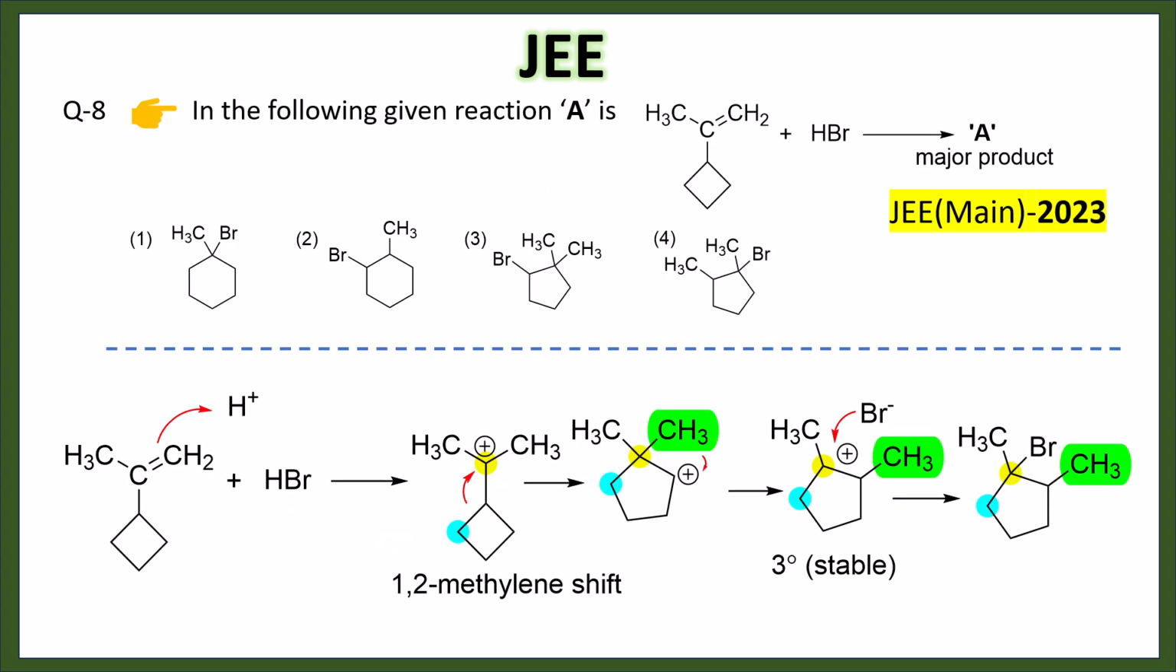Now move to question number 8. In the following given reaction, A is the major product, so we have to find the major product. Let's do the reaction. Here protonation happens from HBr, H plus comes and gives the carbocation, then a 1,2-methylene shift because of steric strain, ring expansion happens and gives the stable carbocation. Further, towards a more stable carbocation, a methyl group shifts by a 1,2 shift and gives the 3 degree carbocation, and at that center the bromide attacks and gives the product. So the major product is this one.